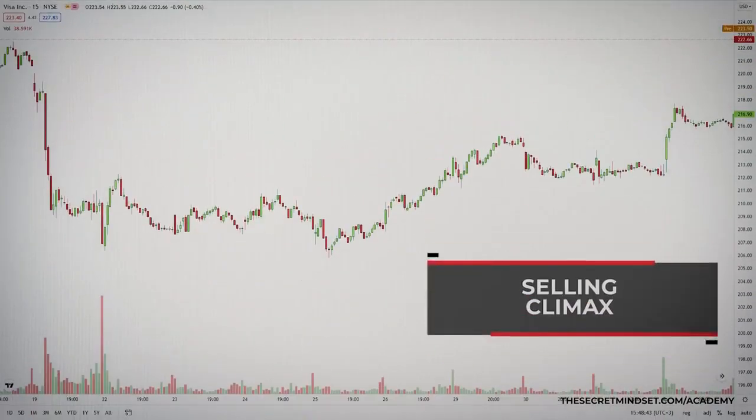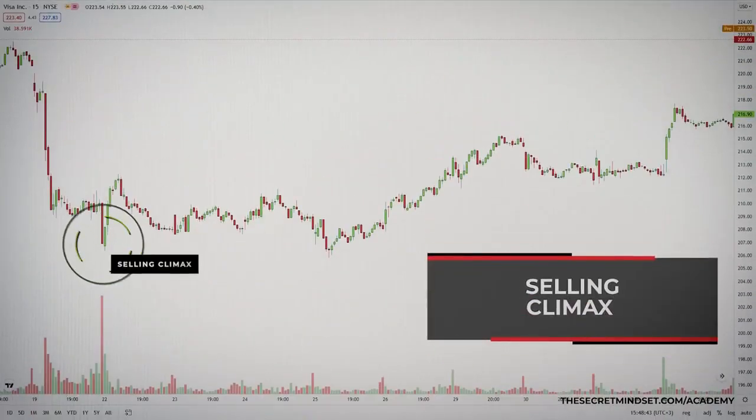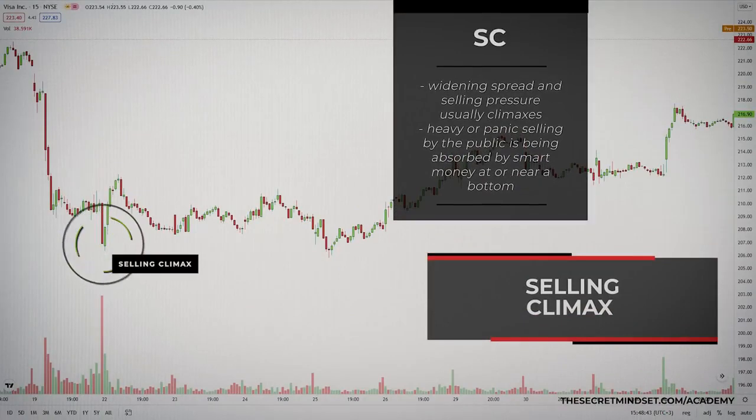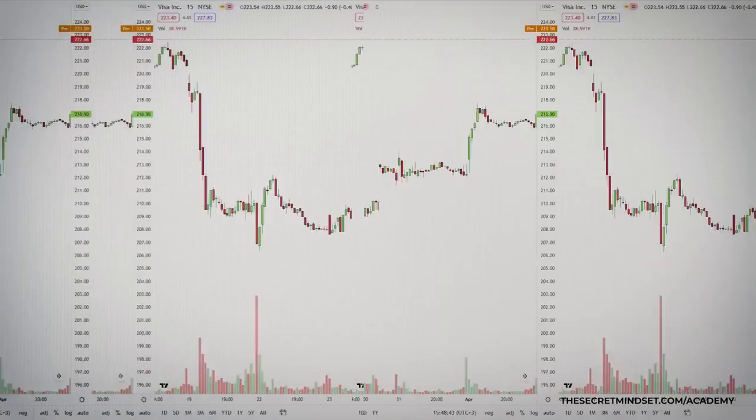Next is the selling climax, which is the point at which widening spread and selling pressure usually climaxes, and heavy or panic selling by the public is being absorbed by smart money at or near a bottom. Often, price will close well off the low in a selling climax, reflecting the buying from the smart money.